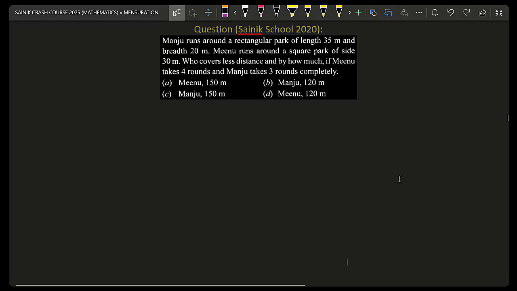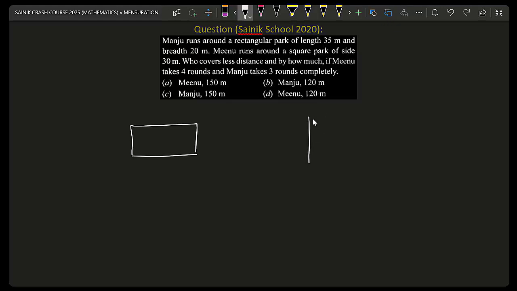Okay. So first, Manju is running around which shaped park? Sir, rectangular. So there is a rectangular park. And Meenu is running around which shaped park? Sir, square. So I don't want to write the full names Manju and Meenu. I cannot use their first letter because both are M. I say Manju as J, Meenu as N. Okay. Yes, sir.